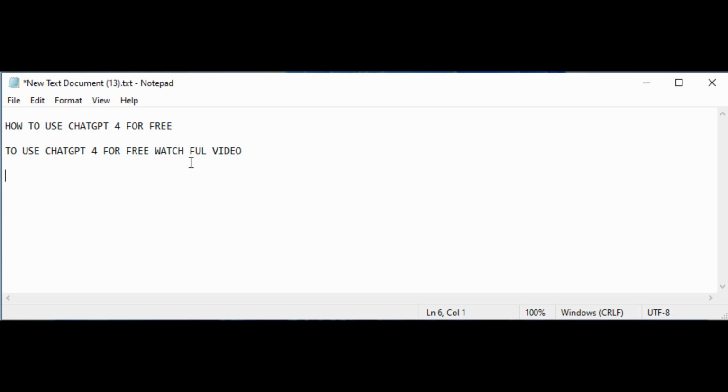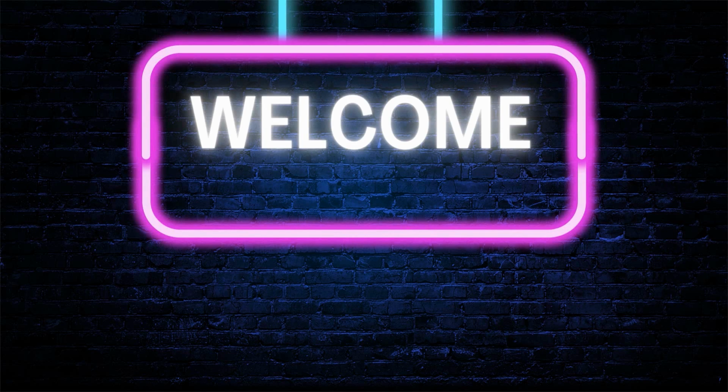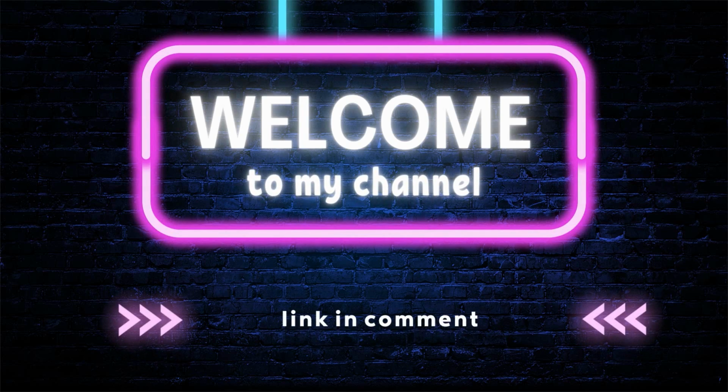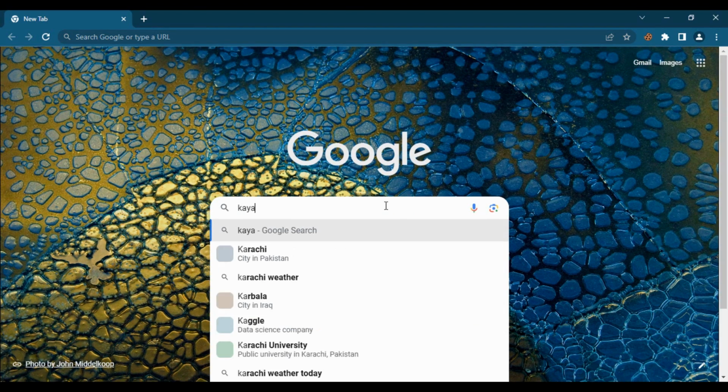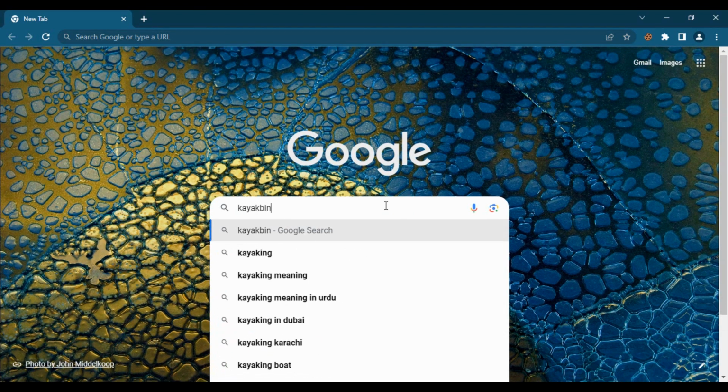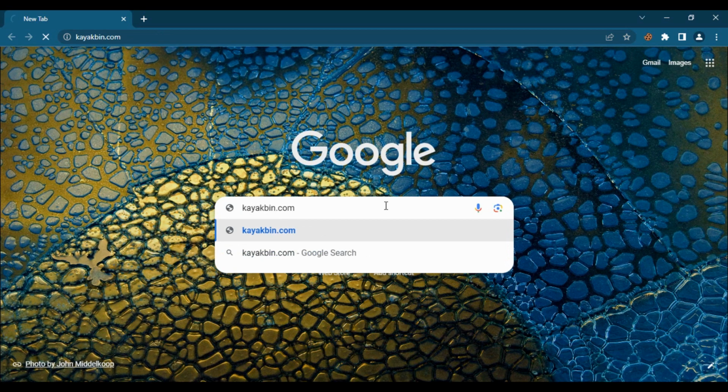Before we proceed with the trick, let's briefly understand what ChatGPT-4 and PoE are. ChatGPT-4 is a powerful language model developed by OpenAI, designed to generate human-like responses to text inputs. PoE, on the other hand, is a technology that allows you to power certain devices over an Ethernet cable, eliminating the need for a separate power source.